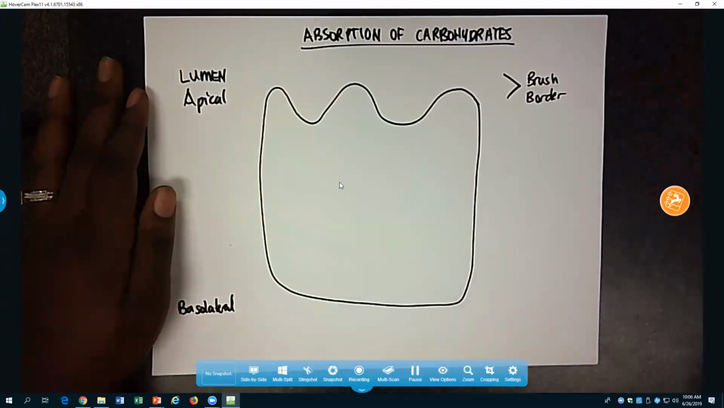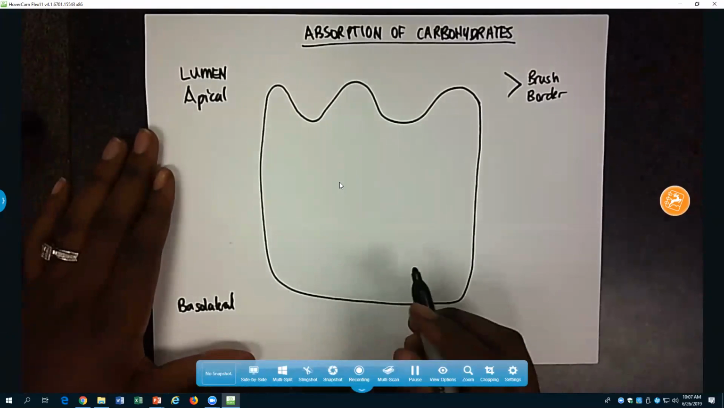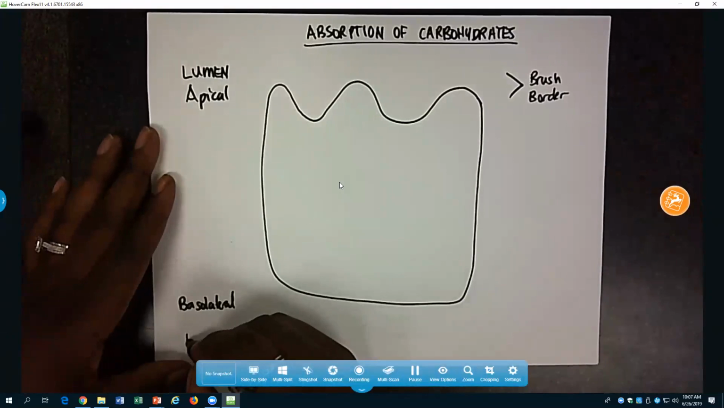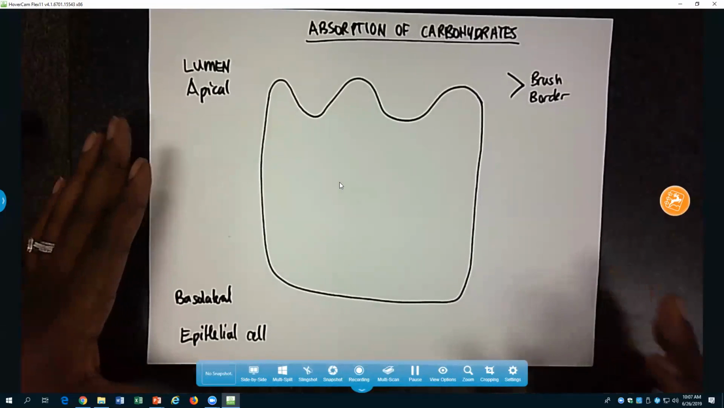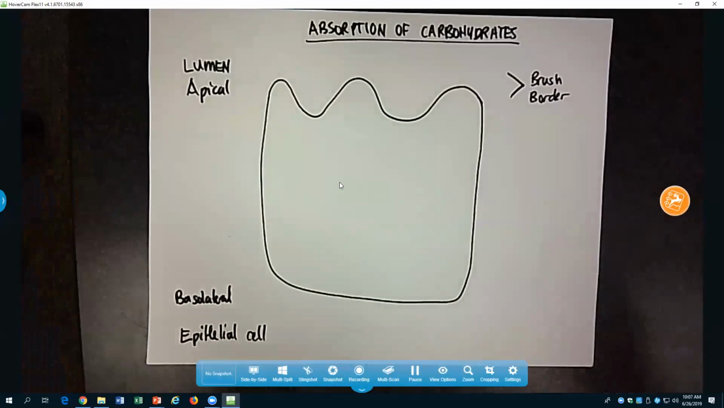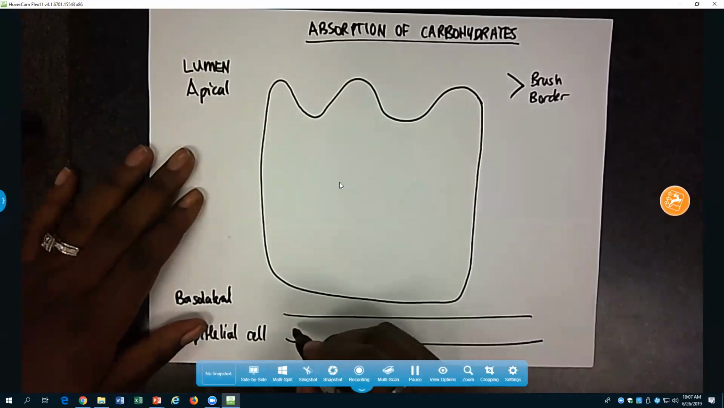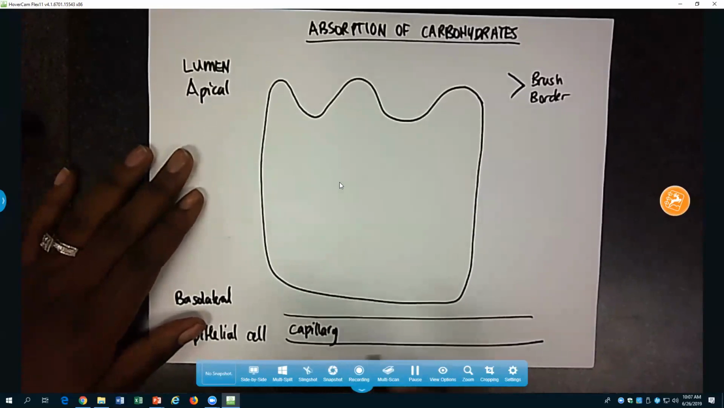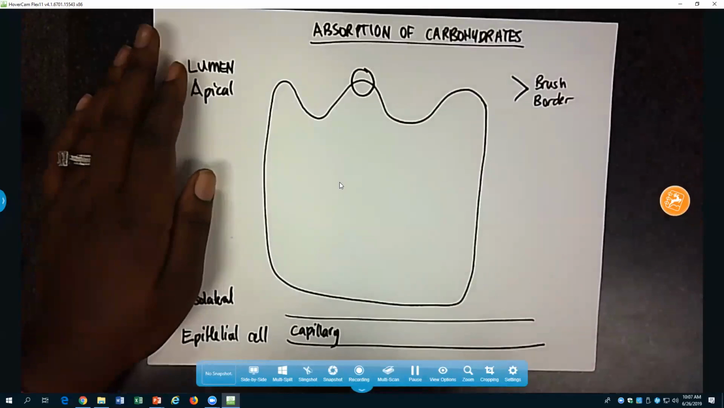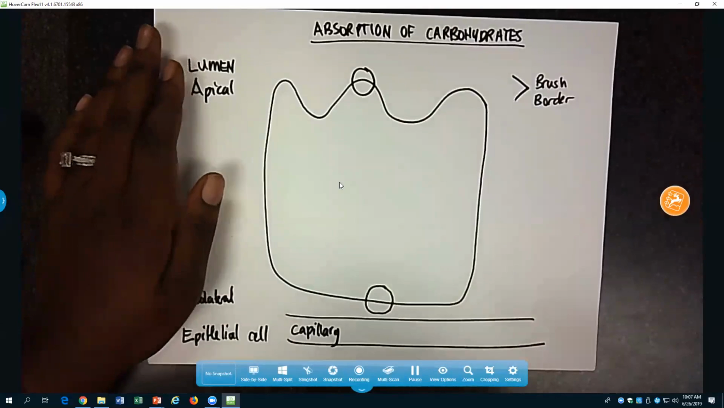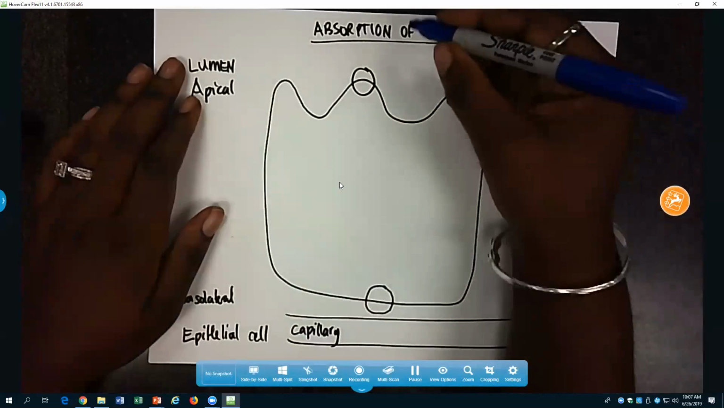Now, in order for those monomers we talked about, those monosaccharides, to move across the epithelial layer, so this is an epithelial cell. Let's just make note of that. An epithelial cell in the intestines, there needs to be movement across the apical surface from the lumen into the cell, and then movement across the basolateral surface from the cell into the capillary bed. Okay. And so we have movement taking place at the apical surface, and we have movement across here. So let's talk about examples such as glucose and galactose.